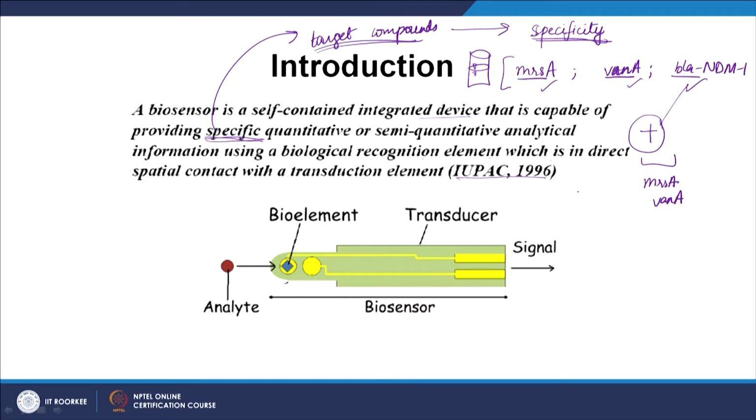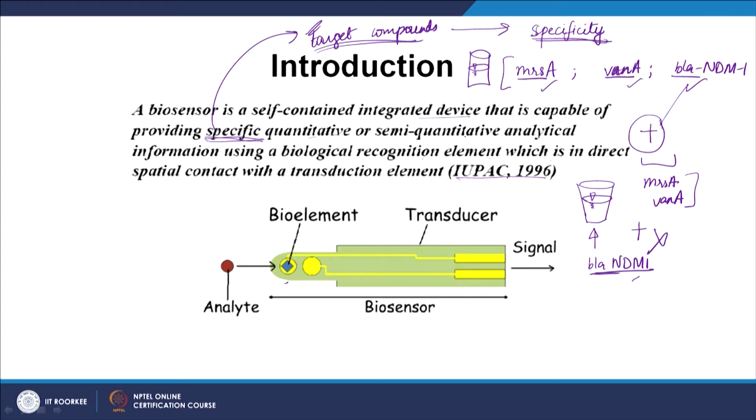Let us say there is another glass of water, and in this we only have NDM-1 resistance genes, genes that give resistance to beta-lactams. This is New Delhi metallo-beta-lactamase, by the way. So only these genes are present in this water, and if I put my sensor in and it gives me a positive signal, this is not specific, because even when the targets MRSA and VanA were not present, it gave me a signal. So it is very important that my biosensor only gives me a signal when my target compounds are present. That is what the word specific means here.